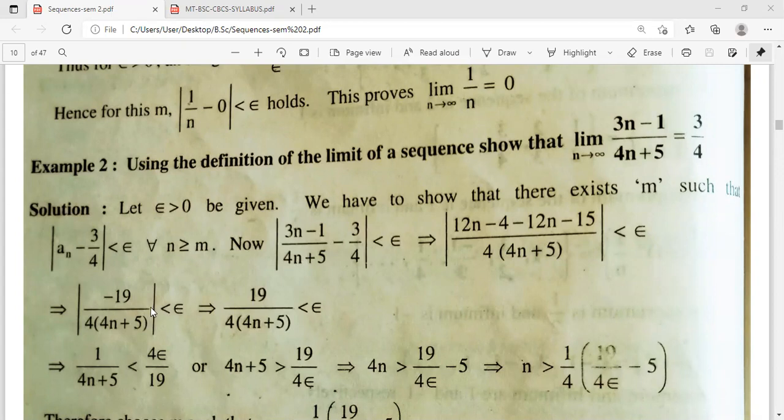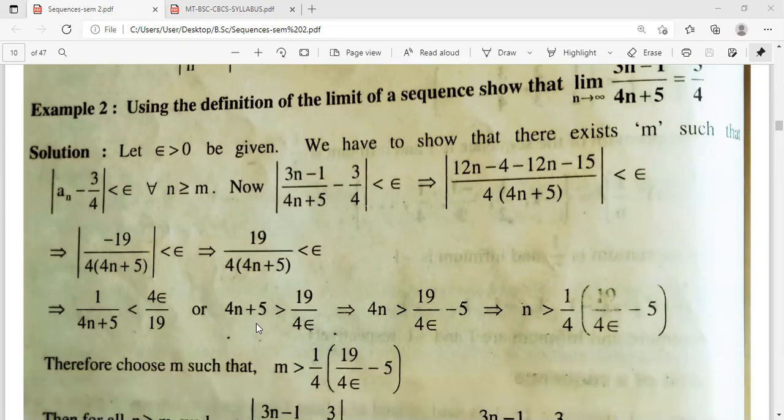Okay, already you know the minus sign is there. Within the modulus sign, you can replace minus by plus, because modulus of minus 1 you can write as 1, modulus of minus 2 you can write as 2. That's why you are writing it as 19 divided by 4 into (4n plus 5). Now, as I already told you, you keep n on one side, remaining on the other side. If you cross multiply, you are going to get 1 by (4n plus 5) less than 4 epsilon by 19. You keep 1 by (4n plus 5) on one side, remaining on the other side. We have to get the value of n.